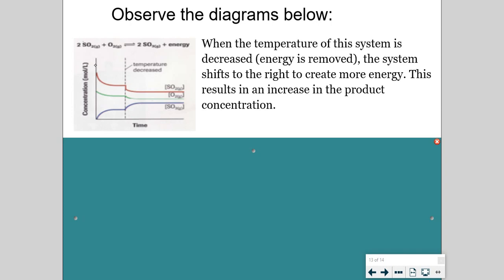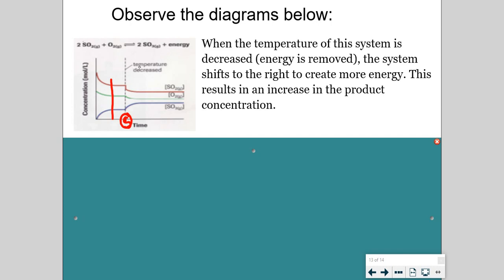You can see that at time 0, they are not at equilibrium, but at some point in time, roughly here, equilibrium is reached. At this time, though, a stress is added. Let's say that's a stress. In this case, temperature is decreased. Now look what happens when you decrease temperature.